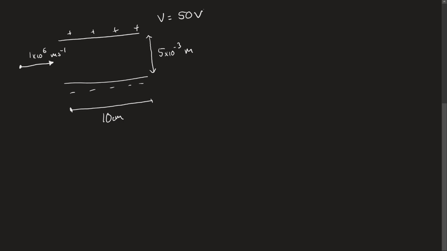Okay, now they'll split this up into a few parts of the question. So we're going to do it step by step, and we're going to say part A is, if this here is an electron, how long is the electron in the uniform field for? So how long is it between these plates?